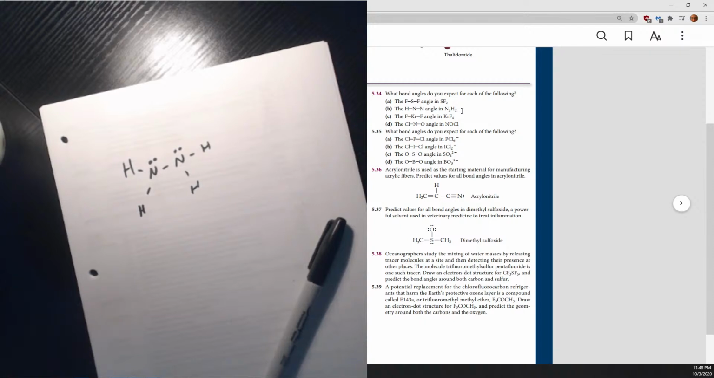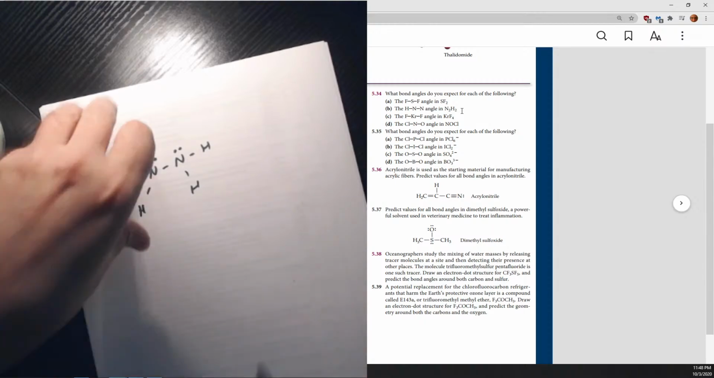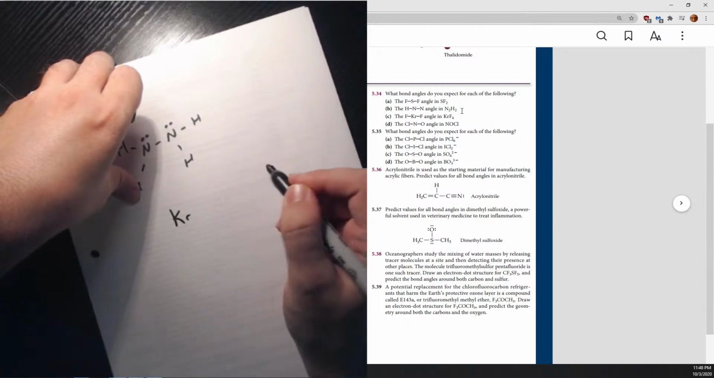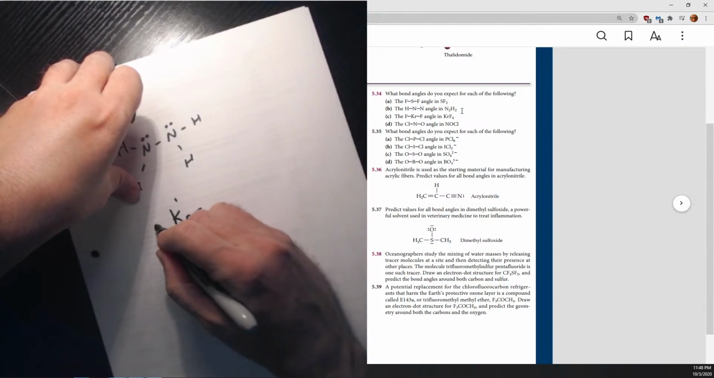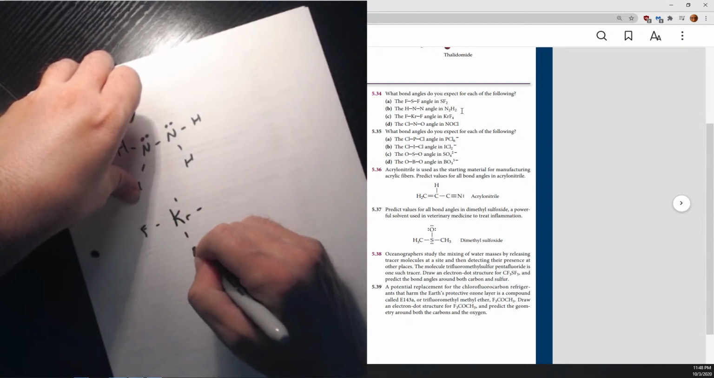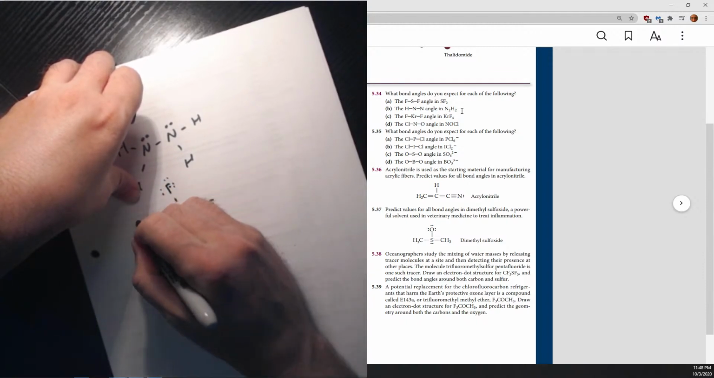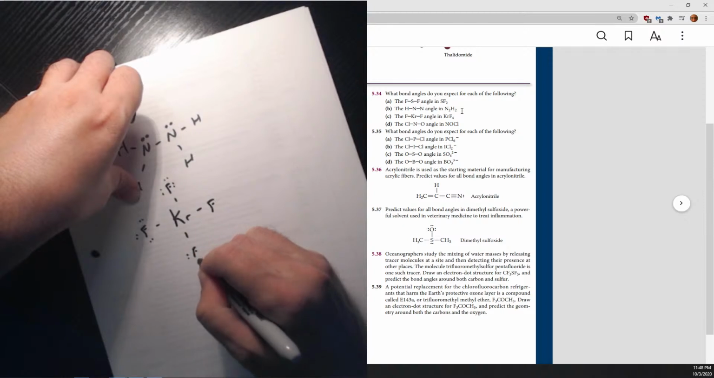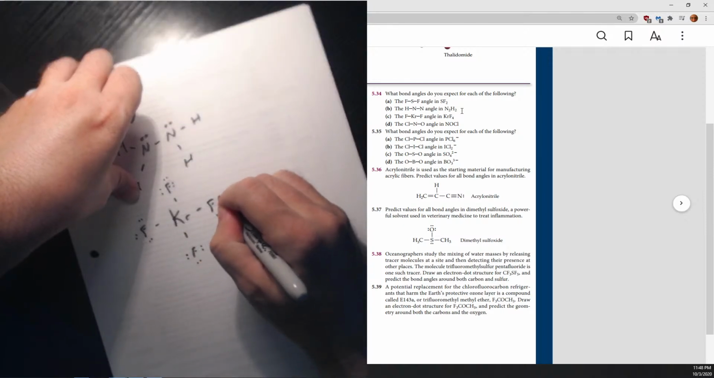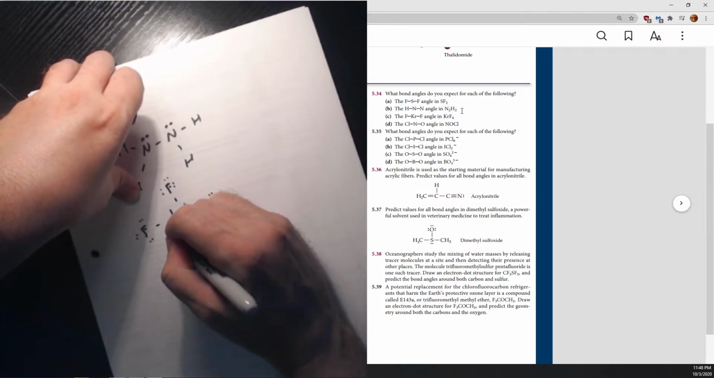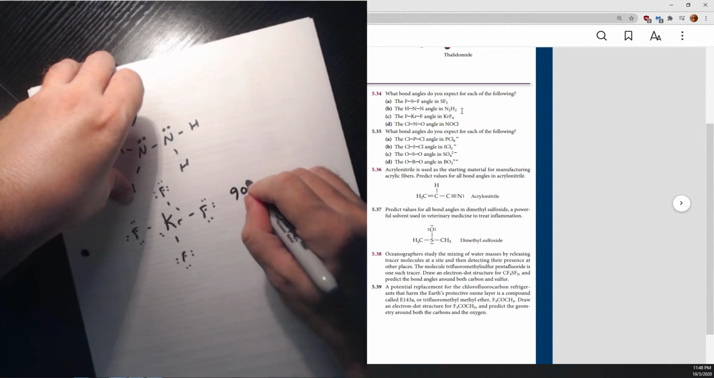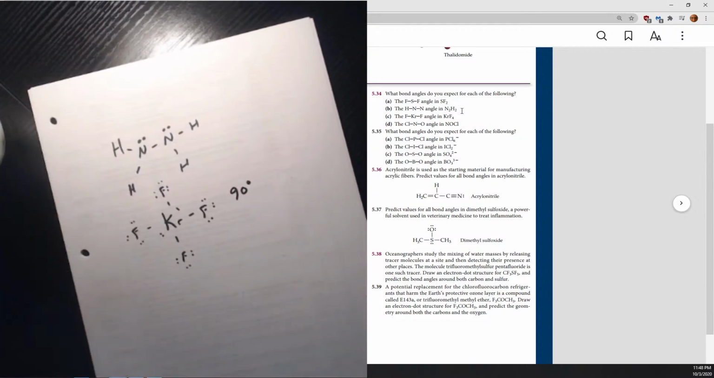All right, KrF4. Ooh, yes. Krypton is a noble gas, but noble gases can form molecules if you beat the utter crap out of them with fluorine. So 8 plus 28 makes 36, so it has 2 lone pairs. So those are all 90 degrees. That's a square planar molecule.